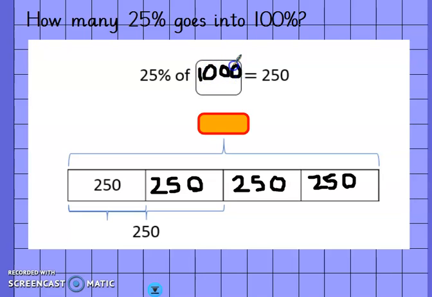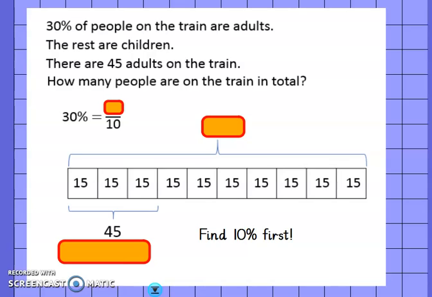I've seen some really amazing maths this week, and I can see how hard lots of you are pushing yourself to achieve really well. Okay, so this is more of a problem-solving question now. So make sure you're listening carefully as I speak the question out loud. 30% of the people on the train are adults. The rest of them are children. There are 45 adults on the train, so how many are there in total?